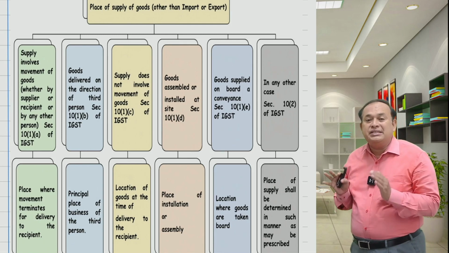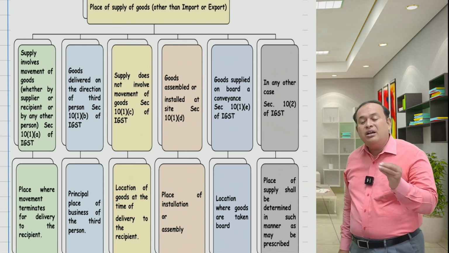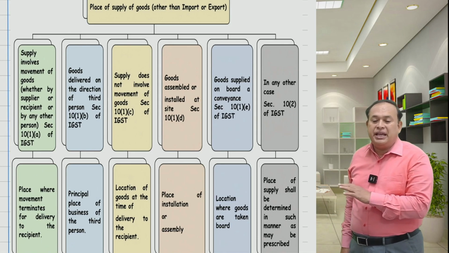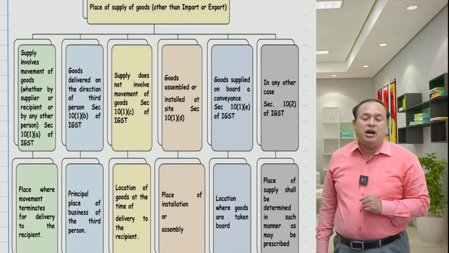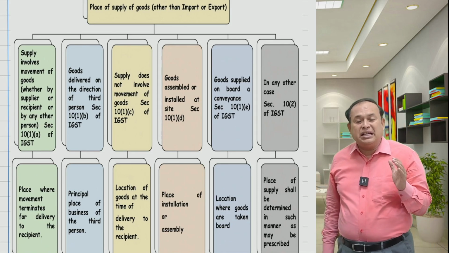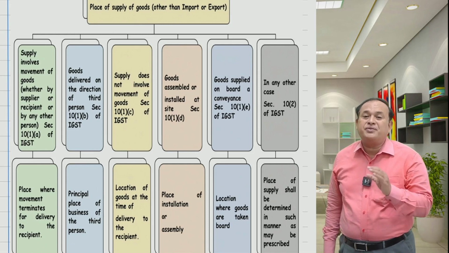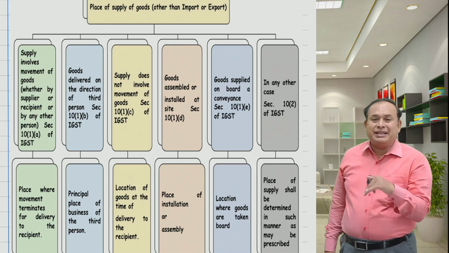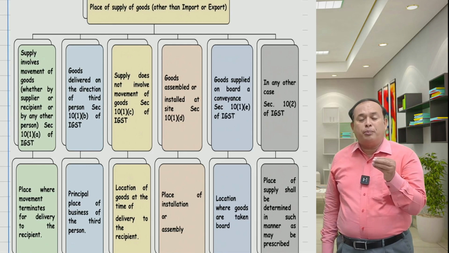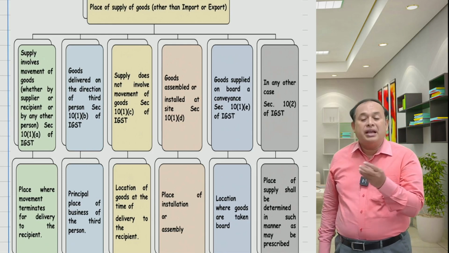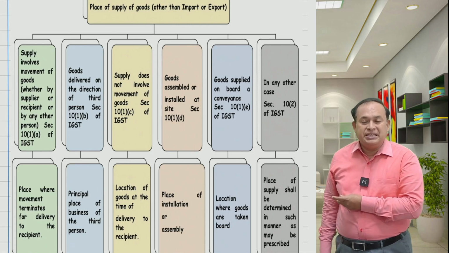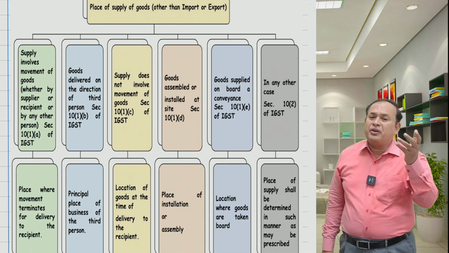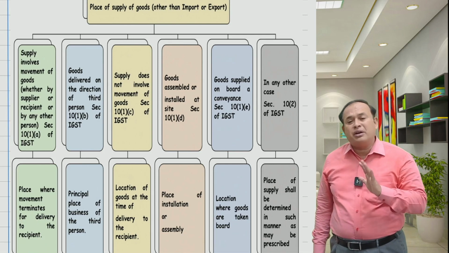Section 10 of IGST refers. Section 10, subsection 1, clause A to clause E. We have almost 5 clauses under subsection 1 of section 10. Thereafter, section 10, subsection 2. Here one amendment has taken place. Section 10, subsection 1, clause CA has been inserted, which is applicable for the coming exam of May 2024. I will refer to that also.